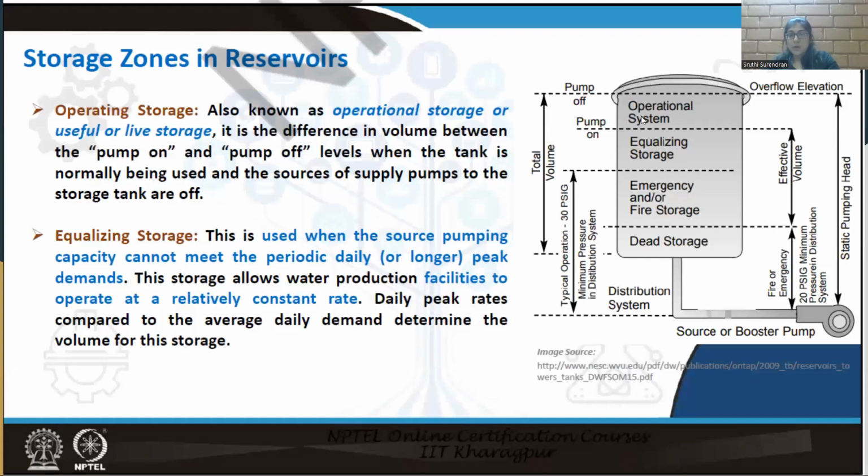So, like I said, operational storage is there, equalizing storage is there, emergency or fire storage, and dead storage. Effective volume is equalizing storage plus emergency storage. Total volume will include all of these. Effective volume is the center portion only.